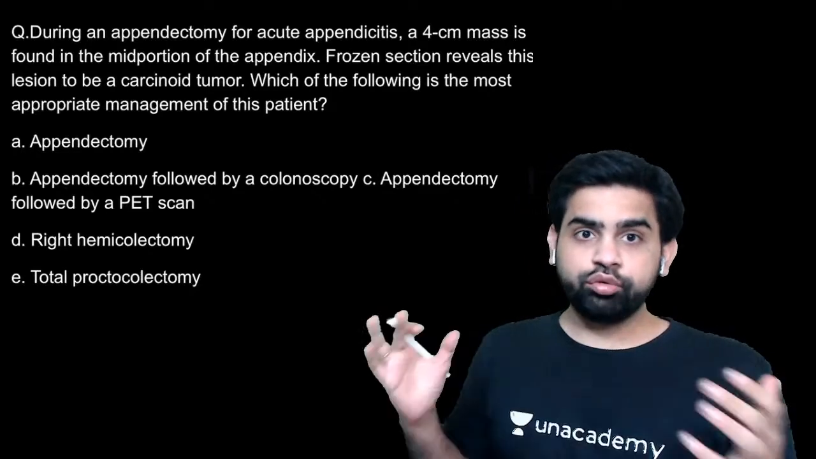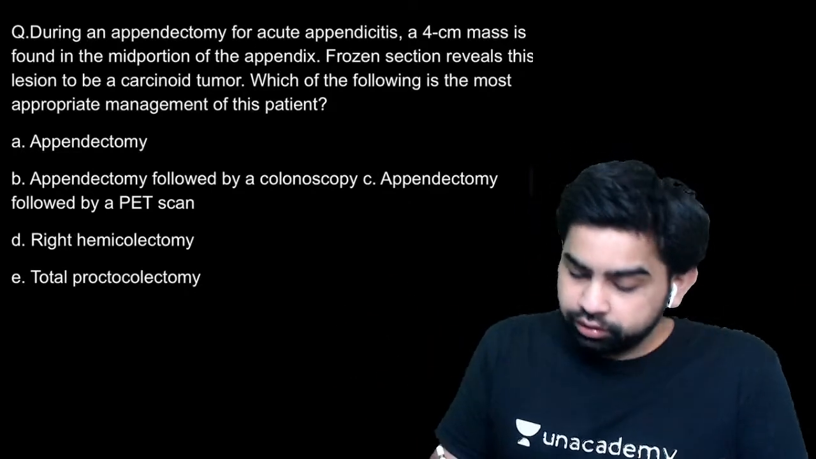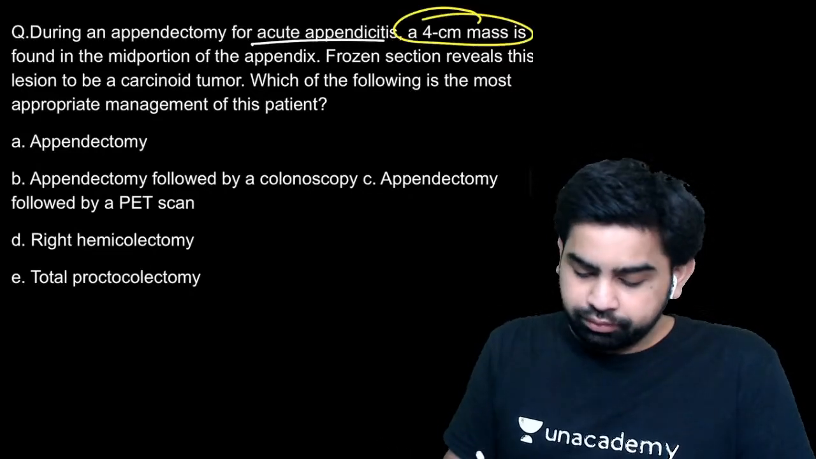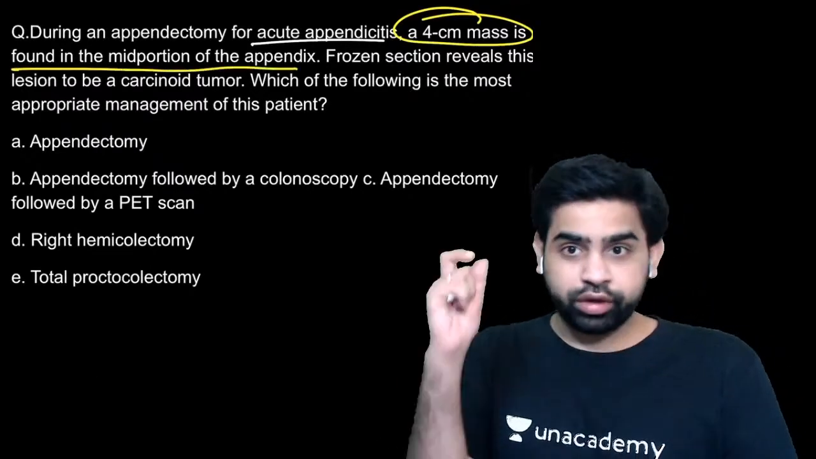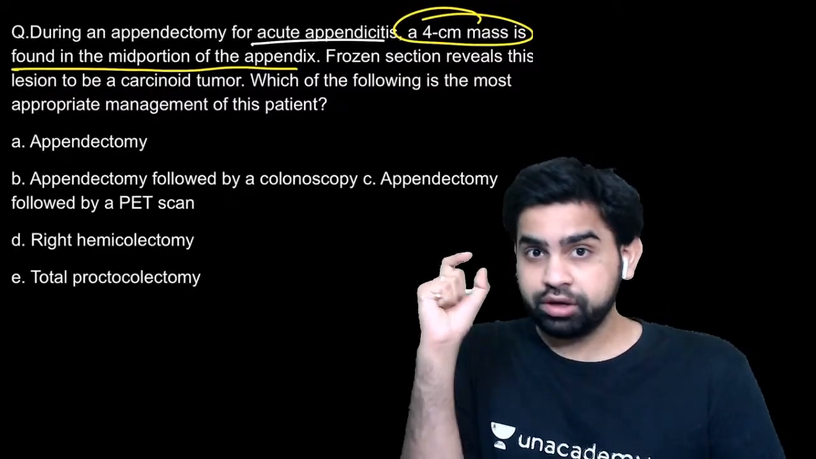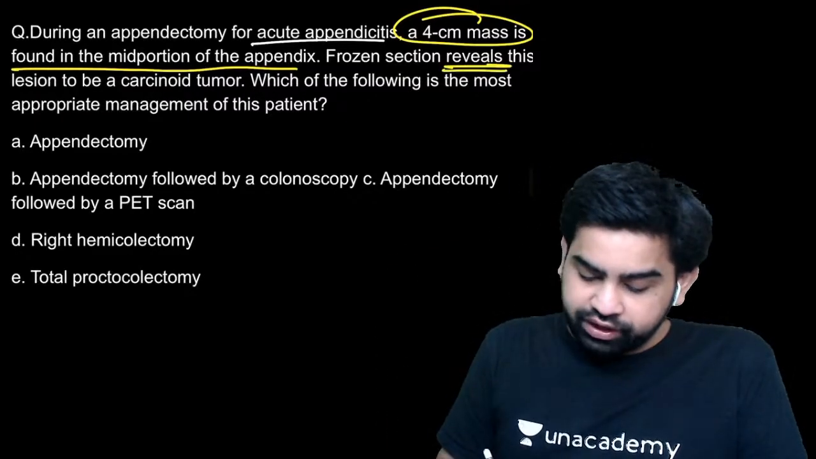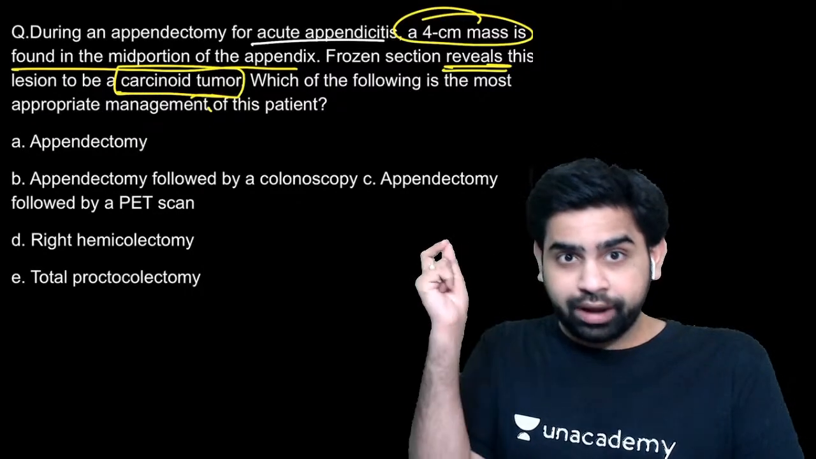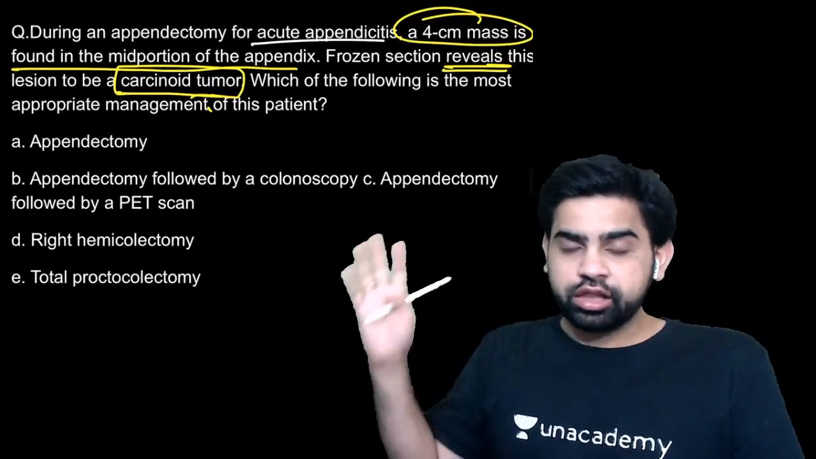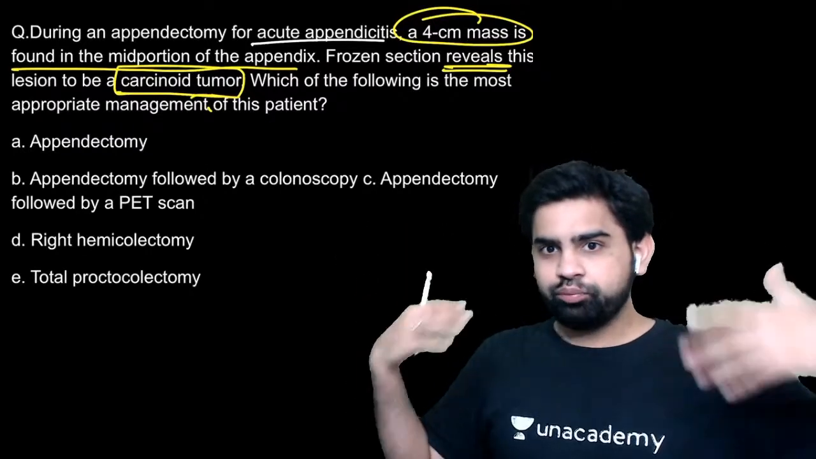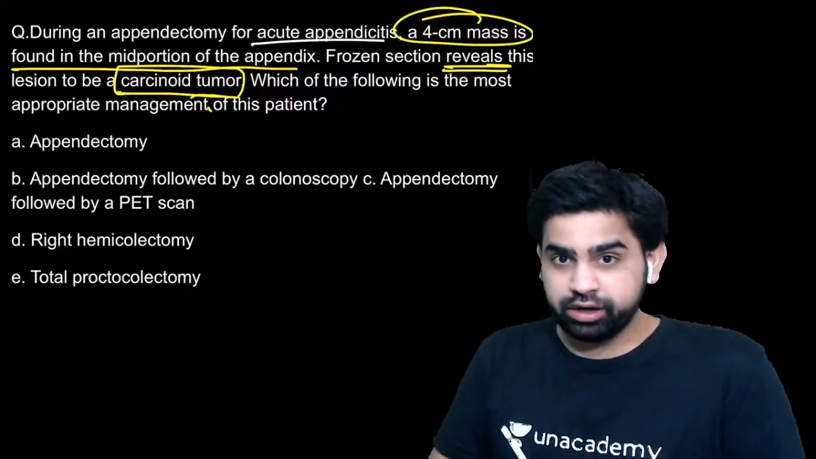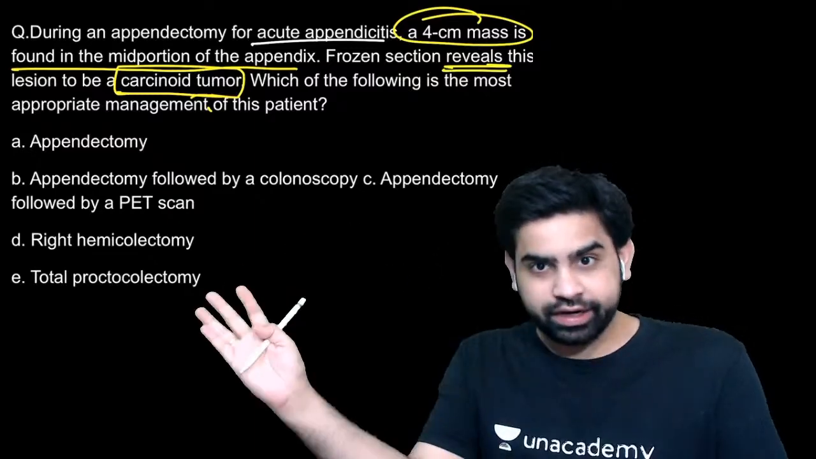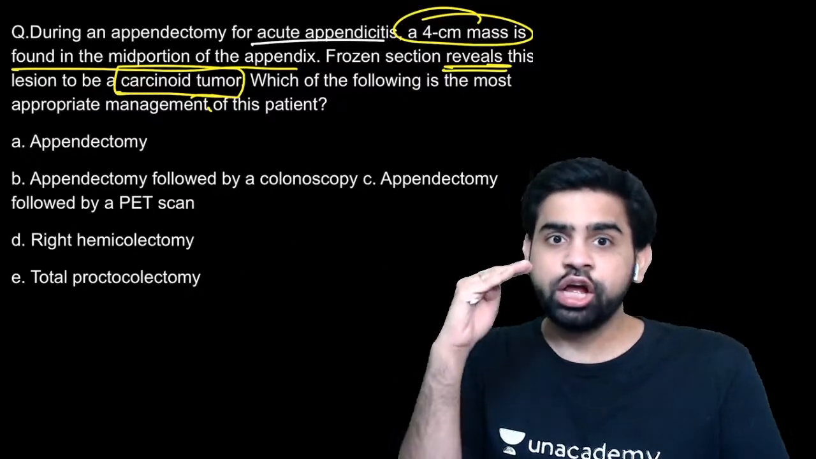So here, during an appendectomy for acute appendicitis, you removed the appendix, and a 4 centimeter mass was found in the mid portion of the appendix. The frozen section revealed a carcinoid tumor. So you took a biopsy, sent it for frozen section, and it came back as a carcinoid tumor. So what do we have at this moment? We had planned a laparoscopic appendectomy for appendicitis. We found a 4 centimeter mass in the mid appendix. We took a biopsy, sent it for the frozen section. It came back as a carcinoid tumor.